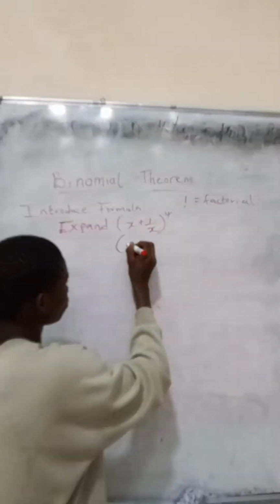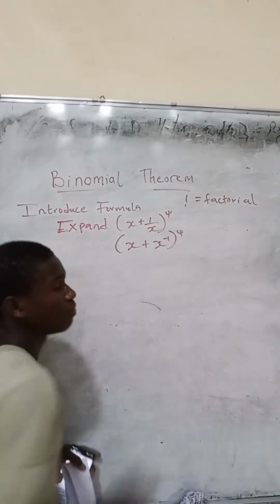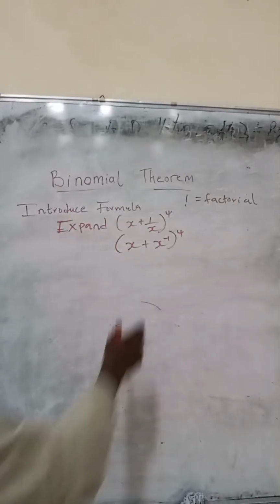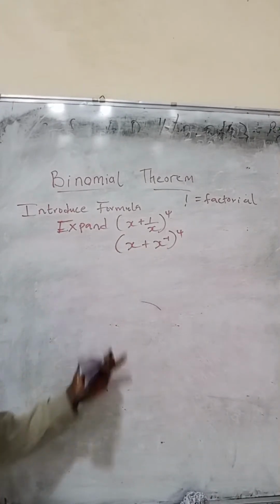This thing is the same thing as saying x plus my x to the power of minus 1, to the power of 4. So I've changed it from being a fraction to this form. And from here we can keep solving.